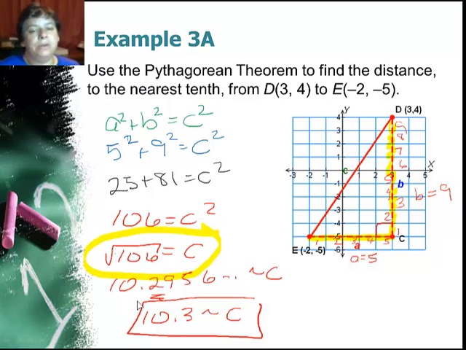So my calculator said 10.2956, etc. And I just highlighted the tenths position and looked to the right, which was the 9, and knew I needed to round up to 10 3/10.